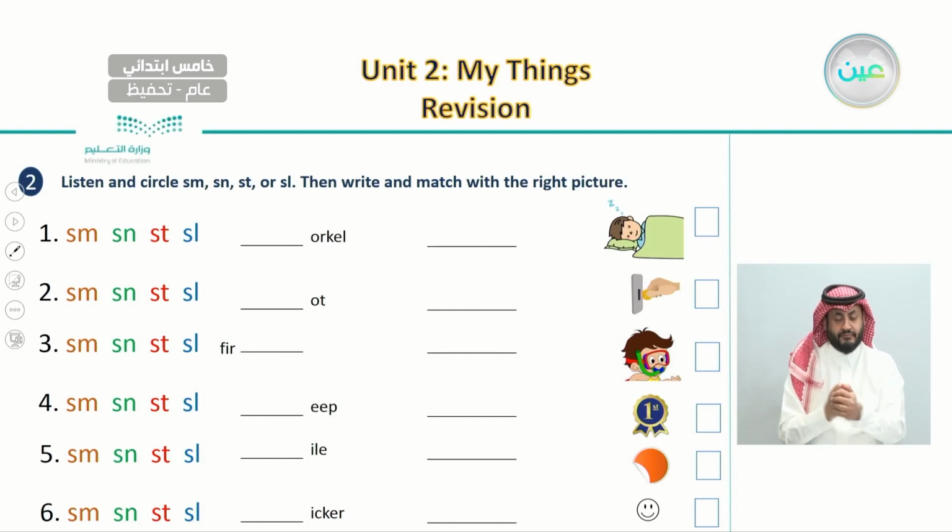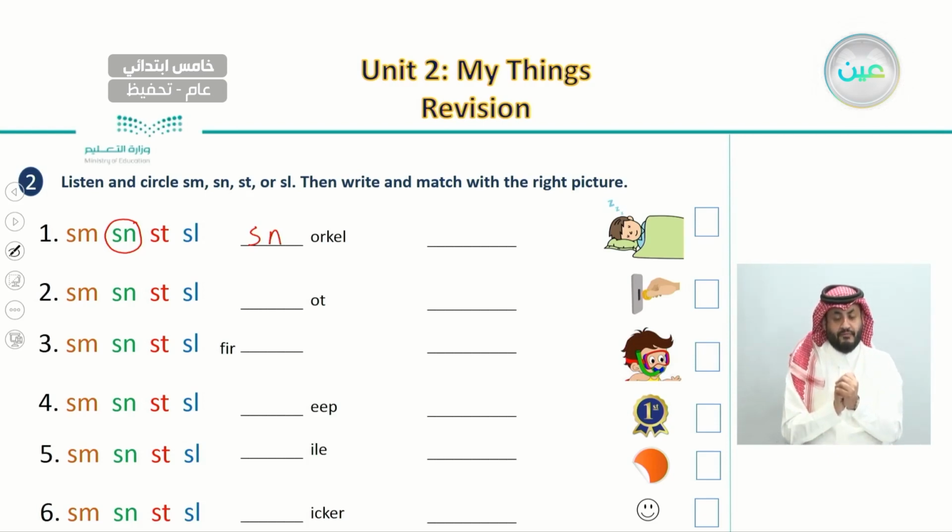So the first word we have here is snorkel. Snorkel. Say after me, snorkel. So what do you think? What does snorkel start with? It starts with S and N. So here we go, we circle S and N, and we go here and write the letters S and N.